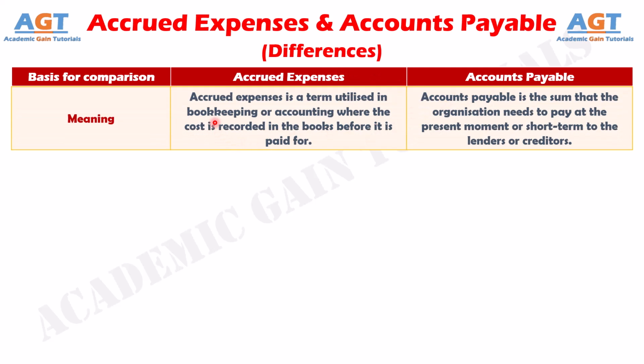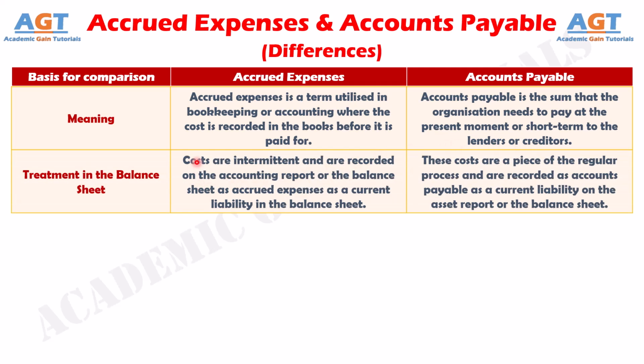Difference number 1. Accrued expenses is a term utilized in bookkeeping or accounting where the cost is recorded in the books before it is paid for. Whereas, accounts payable is the sum that the organization needs to pay at the present moment or short term to the lenders or creditors.